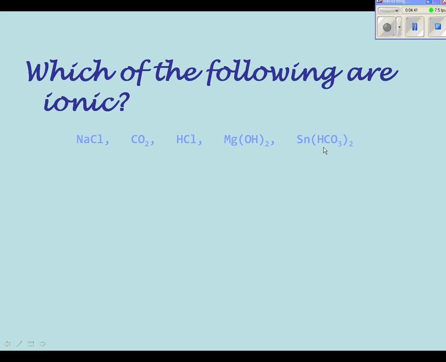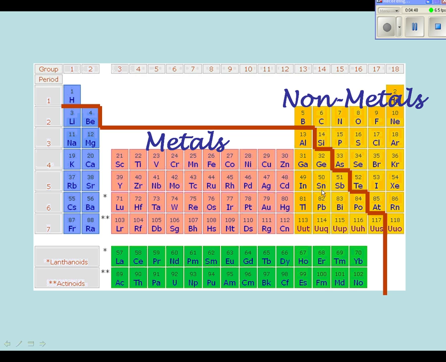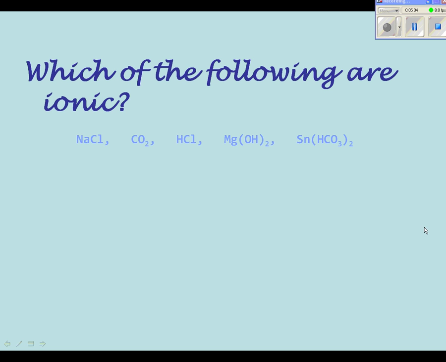And Sn(HCO3)2. This is tin bicarbonate. Sn here is in the metal section. Hydrogen, which we've seen before, carbon and oxygen all are nonmetals. So Sn(HCO3)2 is an ionic compound because it's made of a metal and a non-metal. So we can conclude that yes, sodium chloride is ionic, carbon dioxide is not, hydrogen chloride is not, magnesium hydroxide is, tin bicarbonate is as well.